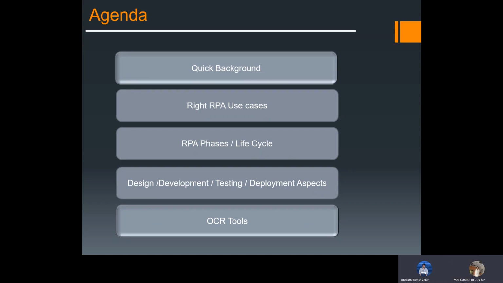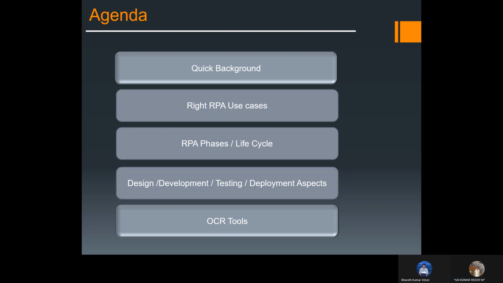So when it comes to RPA phases, in any software development, design, development, testing, and deployment are the major stages. But when it comes to the RPA lifecycle, the first one is identifying a process in an organization, then design, development, testing, deployment, and monitoring also, because RPA is continuously evolving based on business application changes. We need to integrate the same kind of behavior in our RPA also. So monitoring is also an aspect of the life cycle.